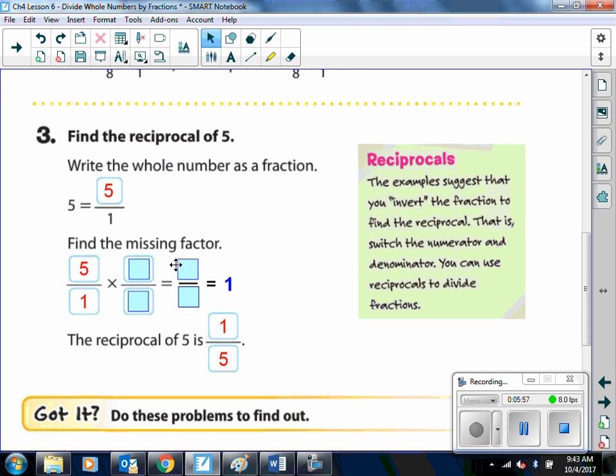We just have to flip it, right? So we're going to multiply 5 over 1 times 1 over 5. You see that? And then we're going to end up with 5 over 5, which is equal to 1. So that tells me that 5 over 1 and 1 over 5 are reciprocals.